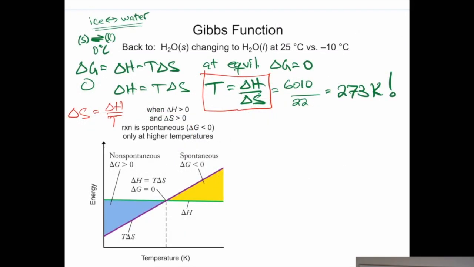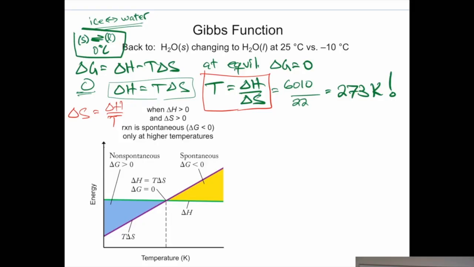So when delta G is 0, let's just highlight this, we can rearrange our equation and solve for the temperature when we're at equilibrium. Above that equilibrium temperature, it's going to be spontaneous or non-spontaneous, and below that equilibrium, it's the reverse. Okay? Because that ice to water shift happens at the melting point, at the freezing point. That's when the system's at equilibrium. This is an equilibrium reaction here. The arrow goes both ways.